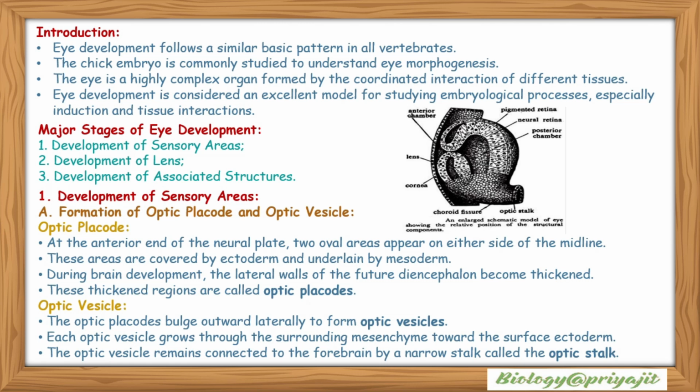Optic vesicle: the optic placodes bulge outward laterally to form optic vesicles. Each optic vesicle grows through the surrounding mesenchyme toward the surface ectoderm. The optic vesicle remains connected to the forebrain by a narrow stalk called the optic stalk.